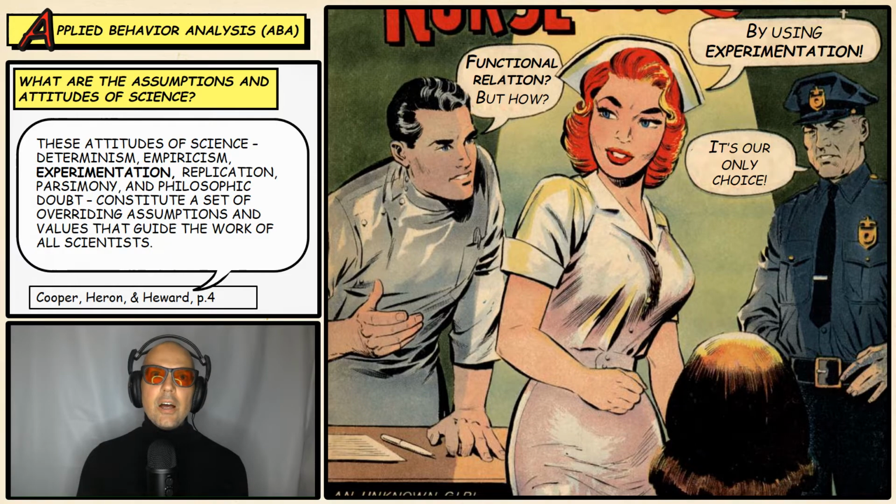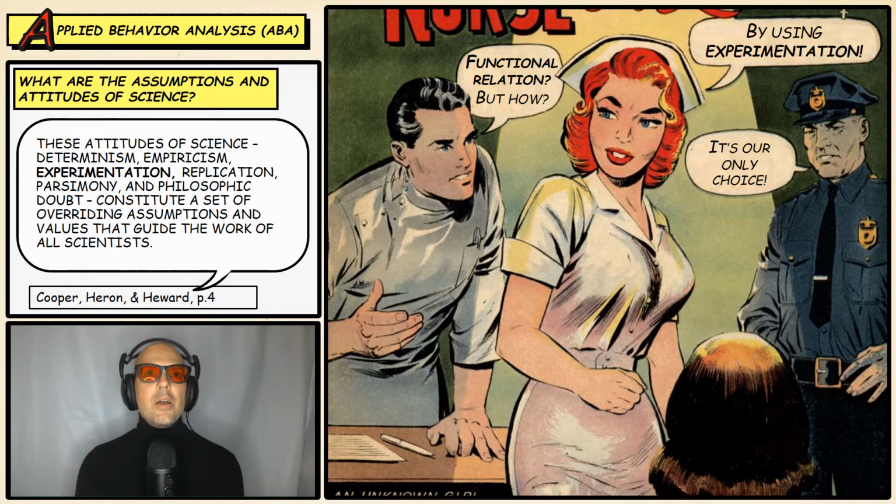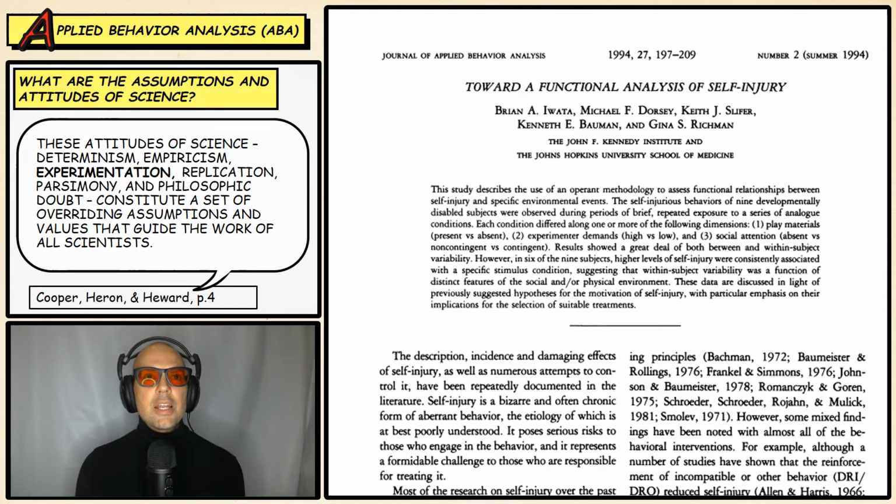So an example of a functional analysis, a controlled experiment where we manipulated one independent variable to see if it caused an effect on the dependent variable, comes from, I'm going to try to pronounce that name, Iwata, Dorsey, Slifer, Bauman, and Richman's study, toward a functional analysis of self-injury. What they did in this study basically was put different subjects into different conditions and then measure their rates of self-injury.